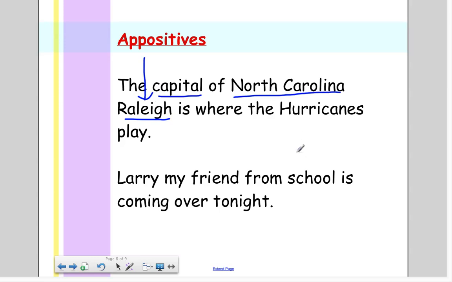See if you can figure out where the commas go. The capital of North Carolina, Raleigh, is where the Hurricanes play. See how we have a pause between this? It kind of stops in the middle of the sentence. Let's look at the next one. Larry, my friend from school, is coming over tonight. Larry and my friend from school are the same thing. So we have this information in the middle of the sentence that we break off with commas.